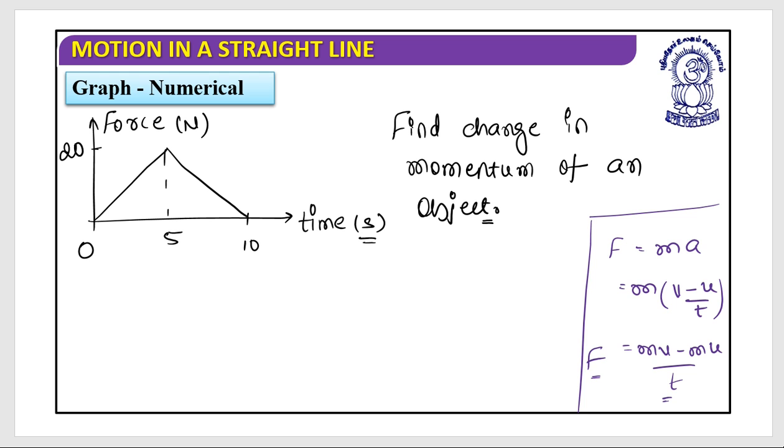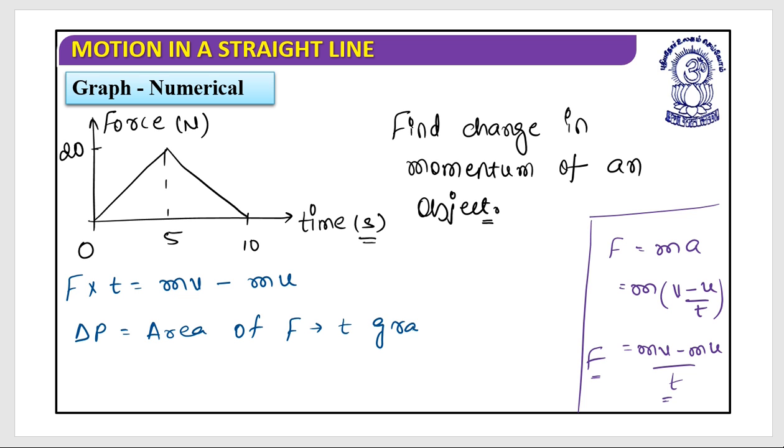Okay, so let's move on. The thing is, I need to multiply these two. It is mv minus mu. And as I multiply, I need to find out the area of this. So change in momentum would be equal to the area of the force versus time graph. So if I find the area, it's 1 by 2 multiplied by 10 multiplied by height, which is 20. So this would be 100. Its unit would be kg meter per second. I hope you are clear with this and you found the same answer.